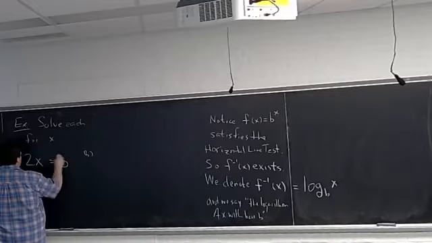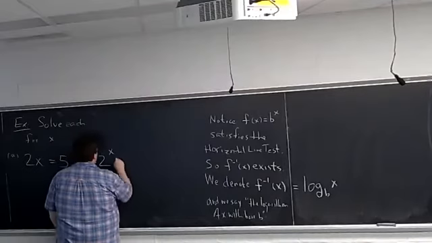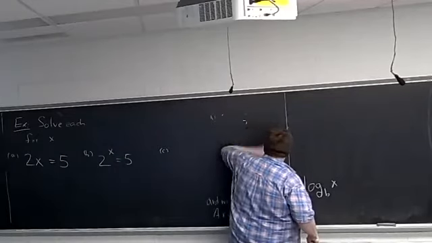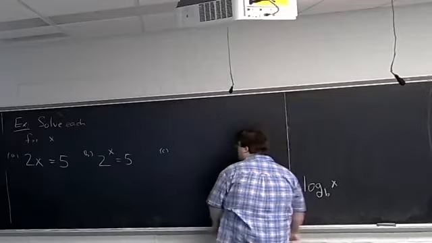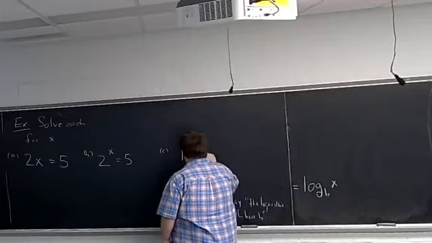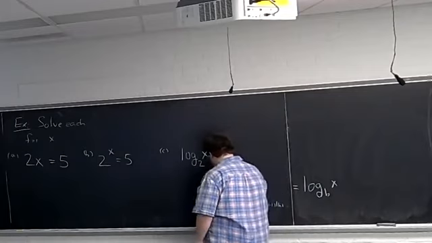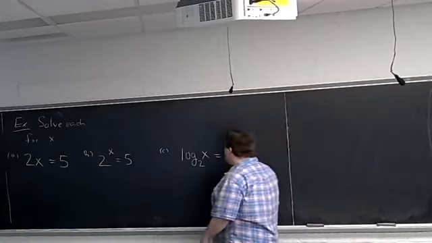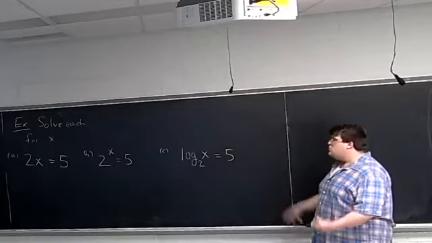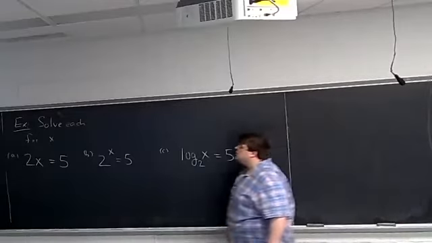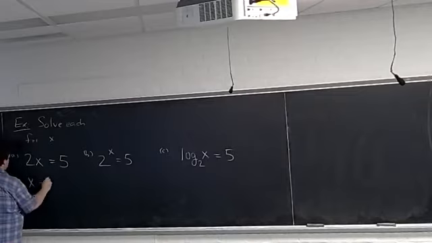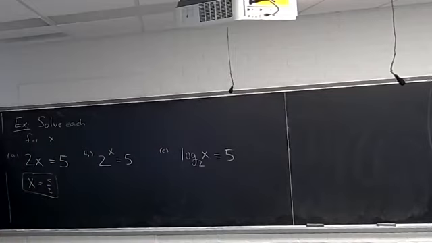Part A, 2 times x equals 5. I'm going to write the solution underneath. Part B, 2 to the x equals 5. Part C, log of x with base 2 equals 5. So solve these three for x. First one, 2 times x equals 5. Well, first, we'll notice in all cases, we have 2s preventing us from having already solved these for x. In the first case, we have 2 times x equals 5. To remove that 2, multiply everything by a half. 2 times a half is 1. 5 times a half is 5 halves.